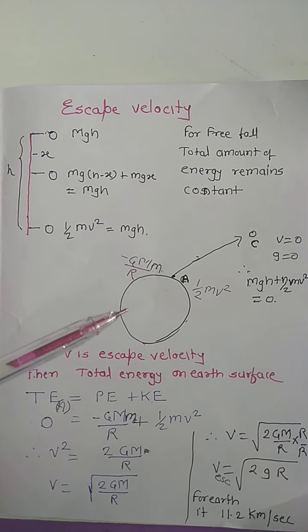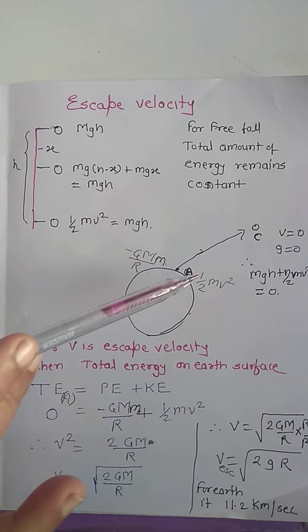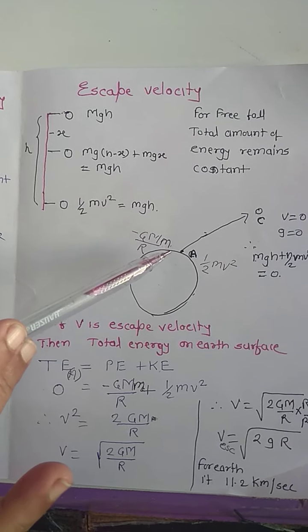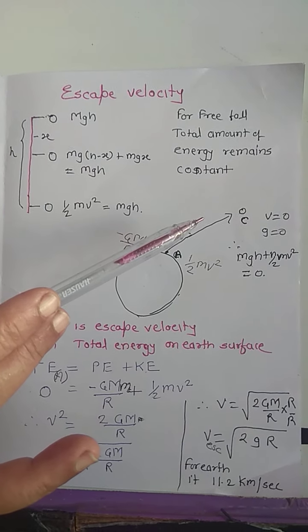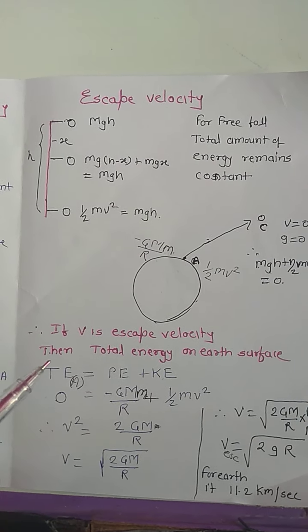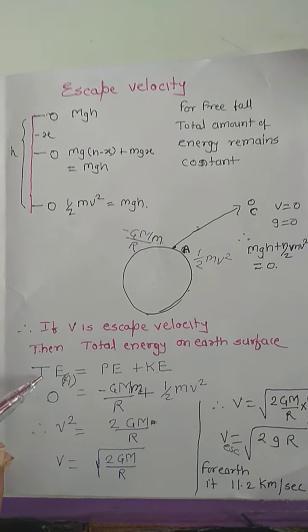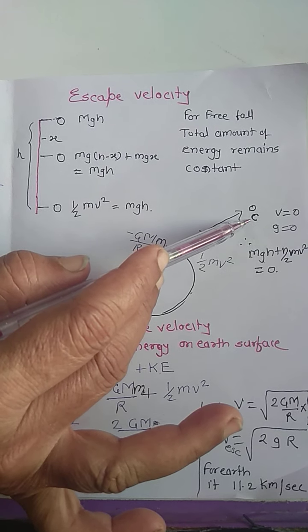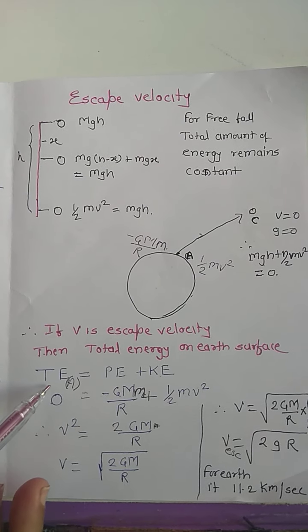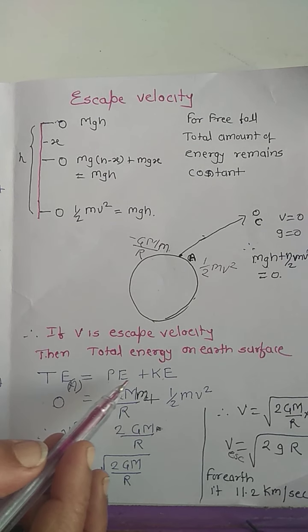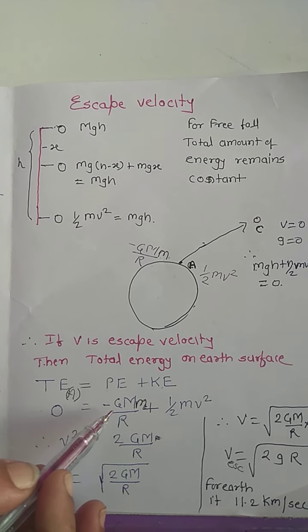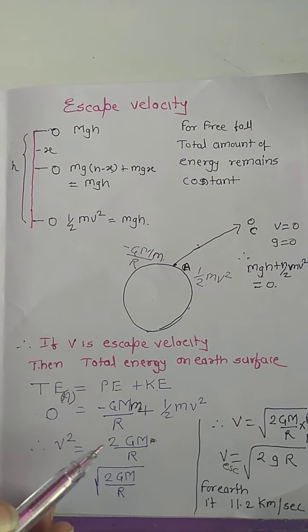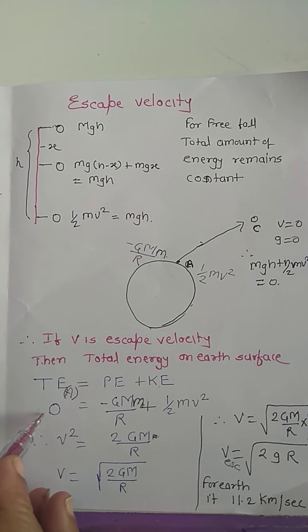So using this concept that total amount of energy remains the same throughout the path when our object is freely moving in gravitational field, we are going to use that total amount of energy at point A is equal to total amount of energy at point C. Total amount of energy at point A is given by PE plus KE, that is minus GMm upon R plus half mv square, which equals 0.